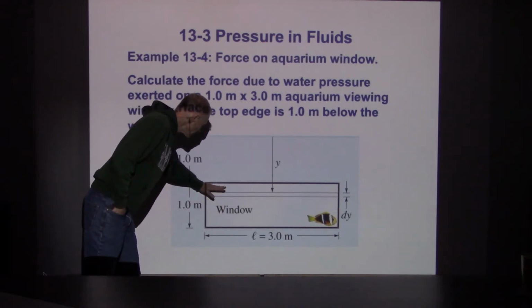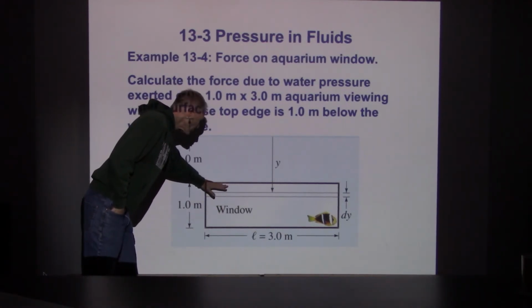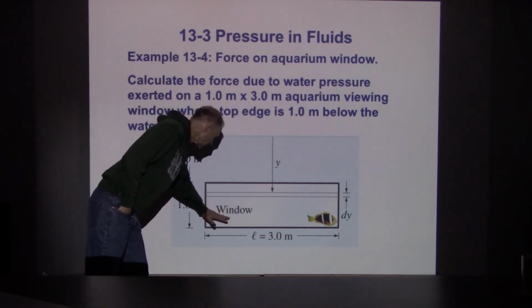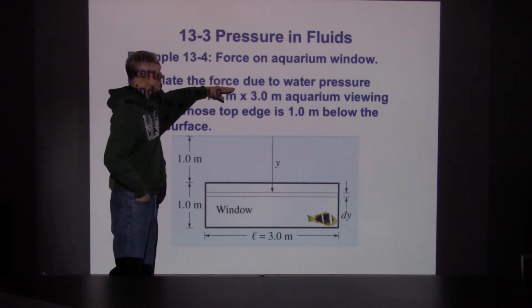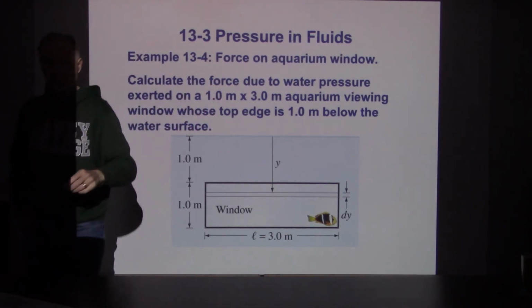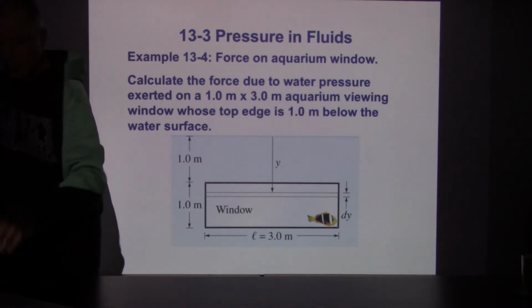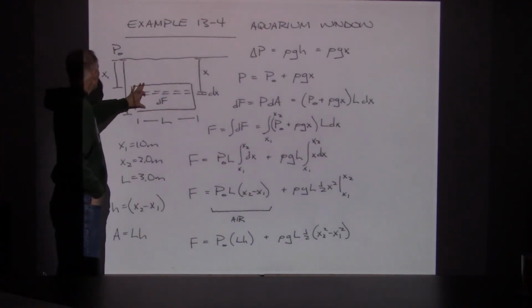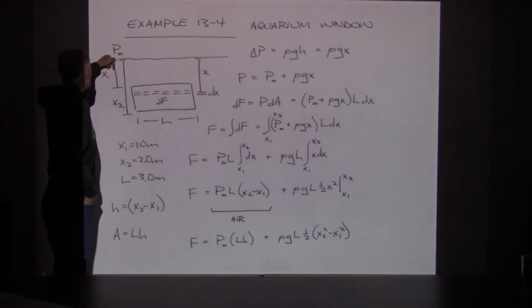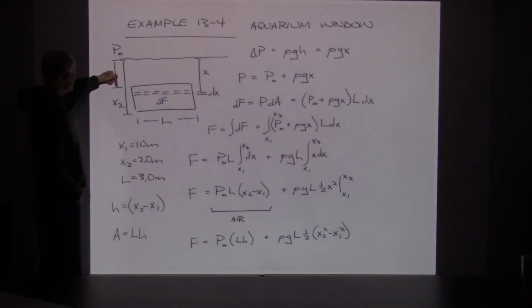The pressure is going to be a good value here, and then it's going to get higher and higher. And so what they want us to calculate is the force. So let's see how we would set that up. Get a good look at that aquarium window, and here we are. So here's the aquarium window, and again I'm using x, I apologize. So this is the arrow down to here, so I'm treating increasing x in this direction.